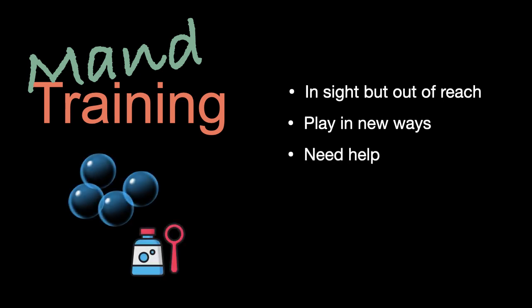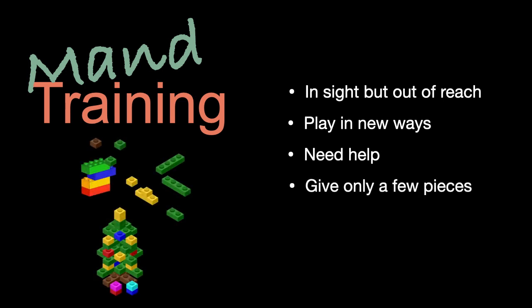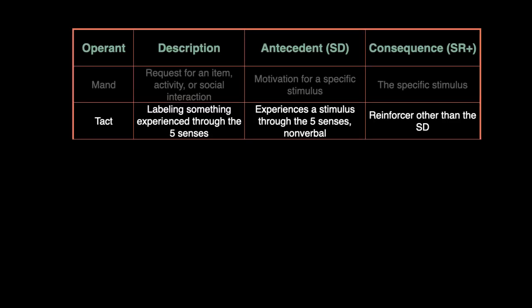Introduce activities that the learner can't do on her own or that require you to perform an action again and again, such as blowing bubbles. Give the learner only a part of what she needs to complete an activity. When giving her toys with multiple parts or edibles, give her only a few pieces at a time to create multiple opportunities to mand. Ask questions about attributes such as, what color block, or do you want the big cookie or the little cookie? Now let's look at a different verbal operant, the tact.